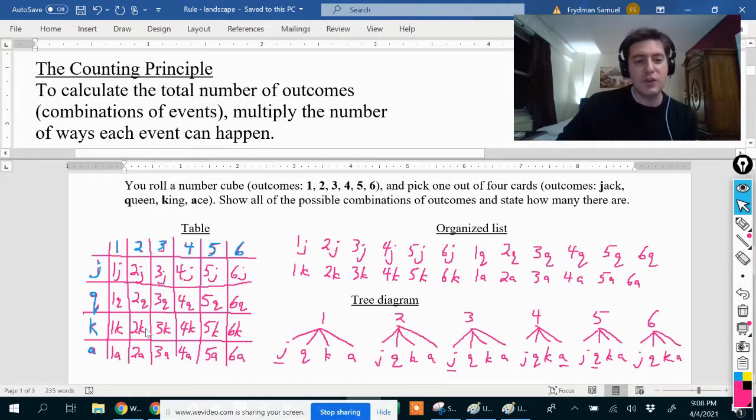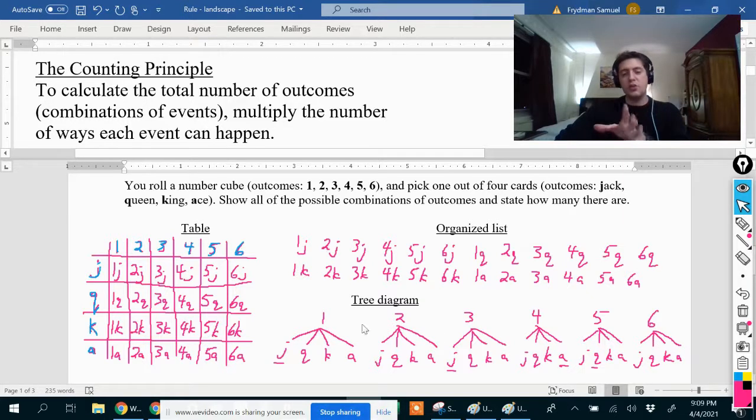Maybe your teacher gave you a picture that kind of looked like this and said, okay, well, if there are 6 squares this way, and if there are 4 squares this way, then how many total squares do we have? Well, that would be 6 times 4, okay? So pretty simple. If this can happen 6 ways and this can happen 4 ways, then the total number of combinations is going to be 6 times 4. And you do the same thing.